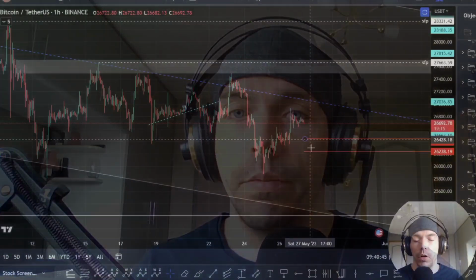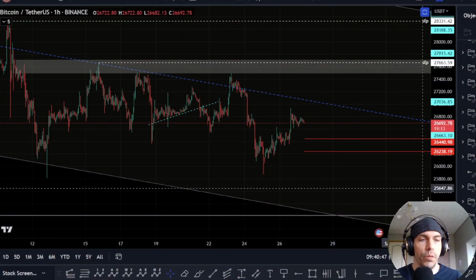Today we're going to be having a look at BTC. Let's get into the price action and see what's going on. Okay, so the first thing that I want to talk about here is our option for the potential of upside.